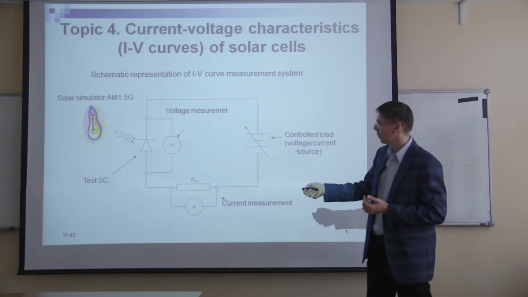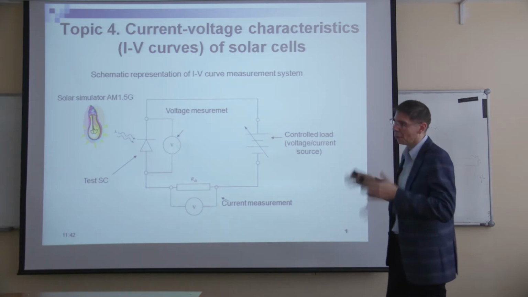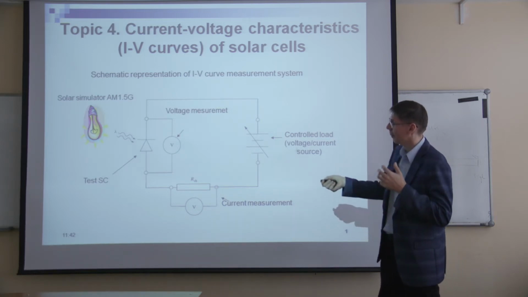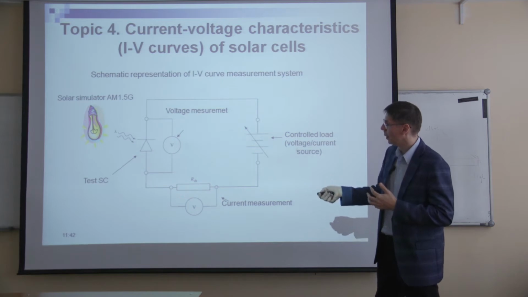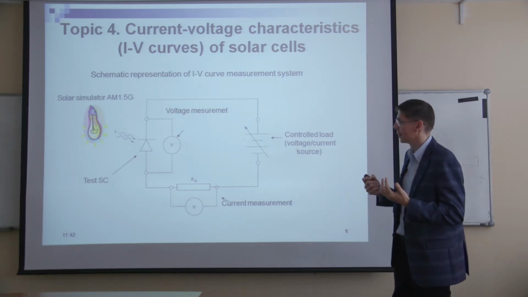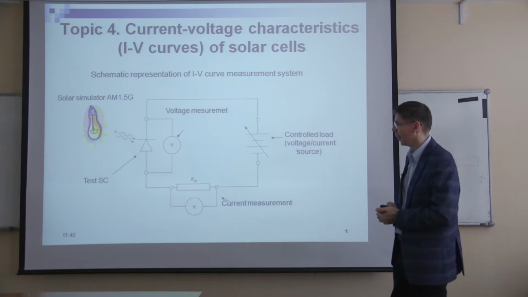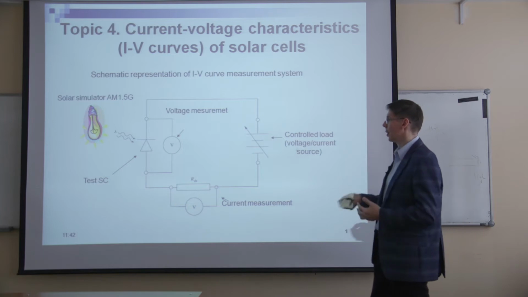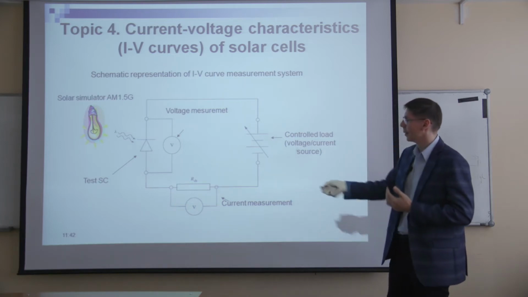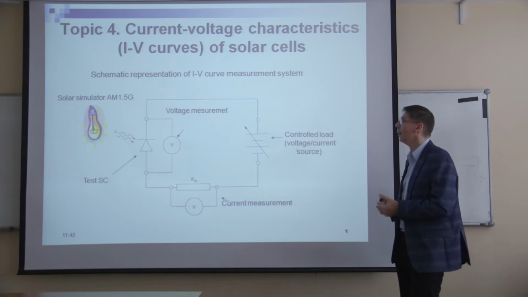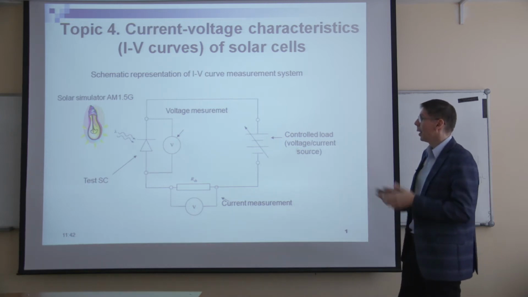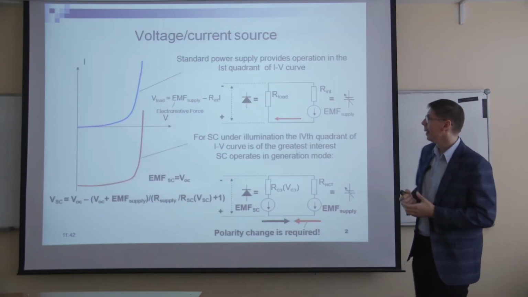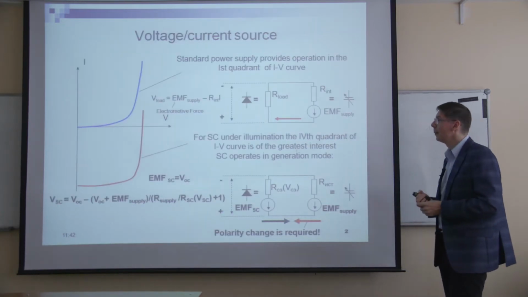I just want to remind that almost any electrical current measurement is a measurement of the voltage drop on a shunt resistance. In most cases of precise electrical measurements, it's just a voltage drop when you know the resistance of this shunt resistor. Okay, it seems to be quite easy, but actually it's not as easy as it could be.